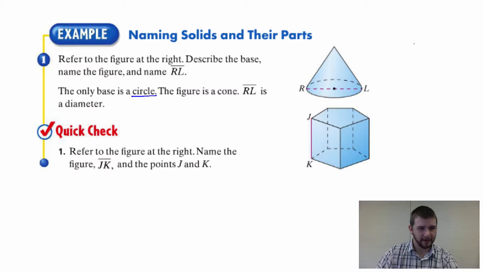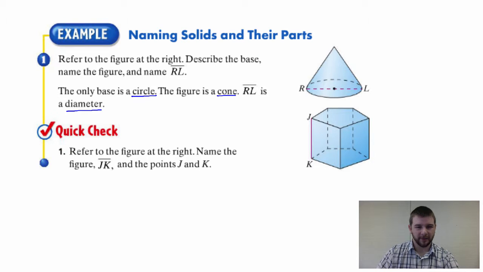And our final, we're asked to name line segment RL. Well, knowing that the base is a circle and that line segment RL seems to extend all the way across that circle and pass through its center, RL is called a diameter of the circle. So there we go. The only base, because there's only one, is a circle. The figure is a cone, and line segment RL is a diameter.